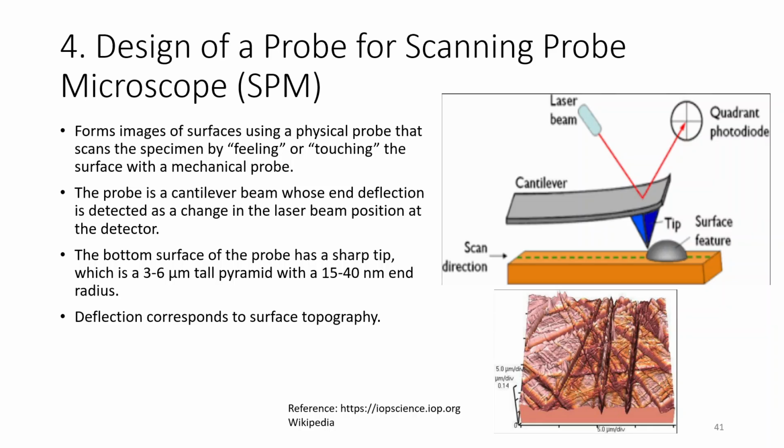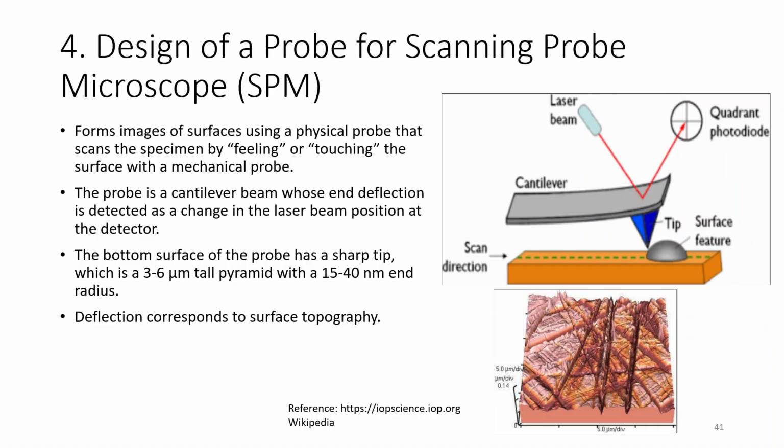Fourth and last case study is design of a probe for a scanning probe microscope. In this last part, this is the cantilever, this is the tip. So you have to find a material for making these. This scanning probe microscope forms images of surfaces using a physical probe which scans the specimen by feeling or touching the surface, and the probe is a cantilever beam whose end deflection is detected as a change in the laser beam position at the detector.